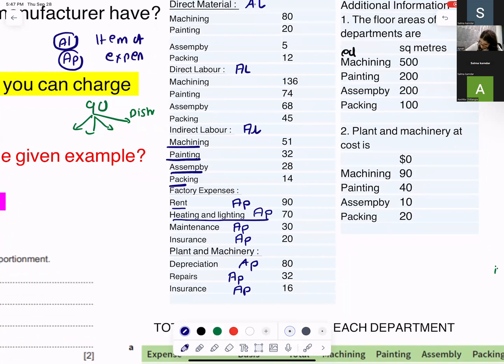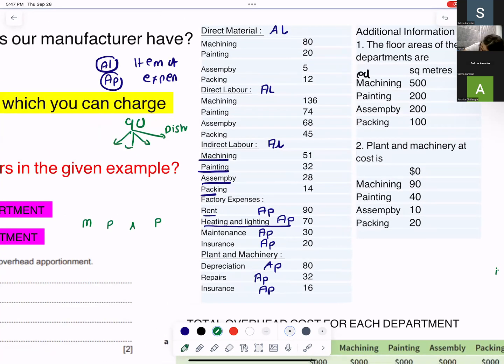So you have the cost centers. Your cost centers are machining, painting, assembly, and packing. Now you have to see in which proportion or on which basis you are going to divide it. You have two bases over here: one is the floor area and one is the cost of your asset. Everything that is related to the asset, such as plant and machinery, will be distributed on the basis of cost of asset.